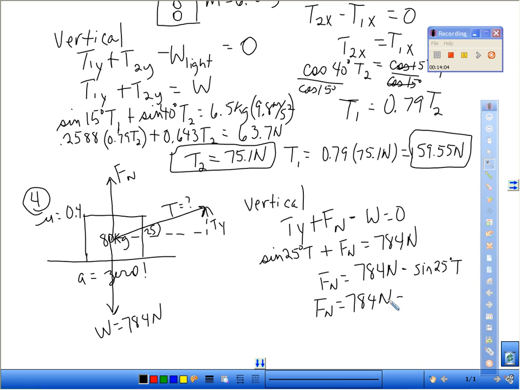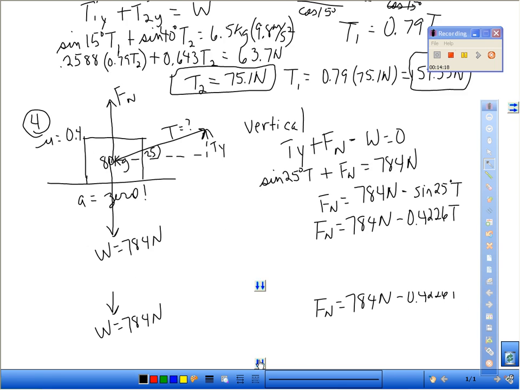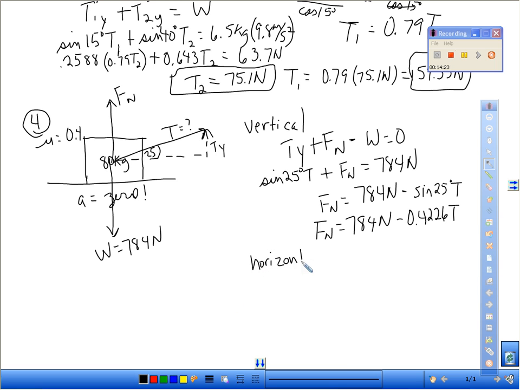Okay, the sine of 25 T, if I go to my calculator, is 0.4226, so that's going to be 0.4226 times T. All right, that's as far as I can go on my vertical. Now let's look at our horizontal. I have Tx pulling to the right. I have friction to the left. And since it's not going to accelerate, I want those to be 0. So the cosine of 25 degrees T has to equal friction, which is mu times my force normal.